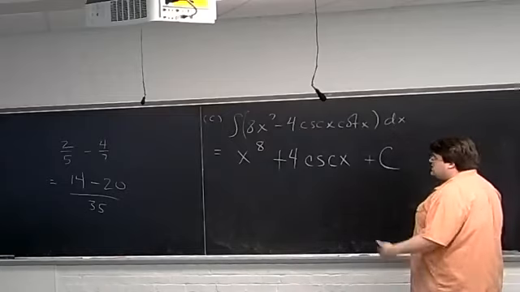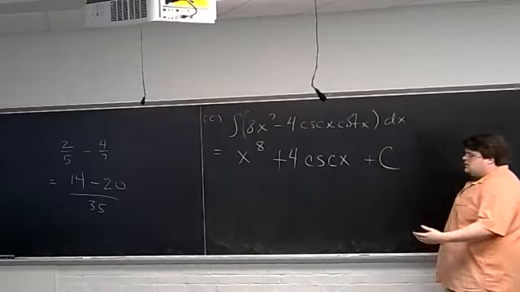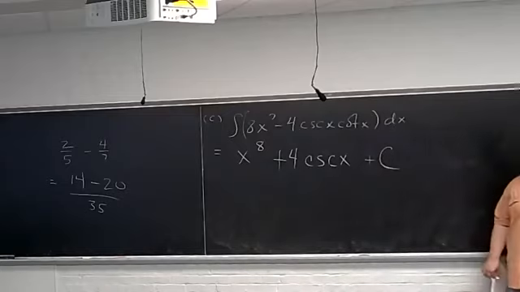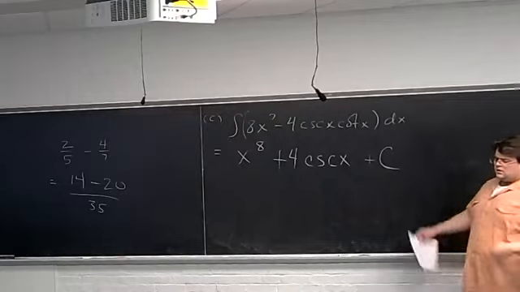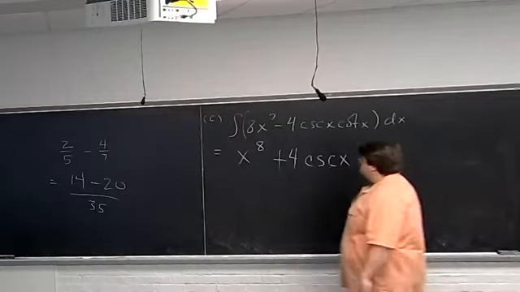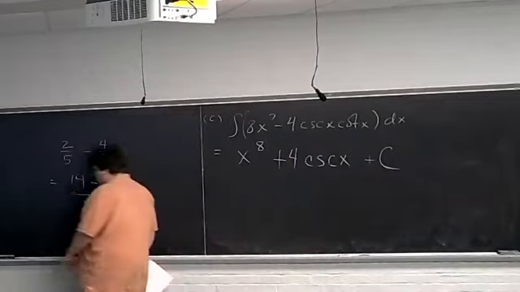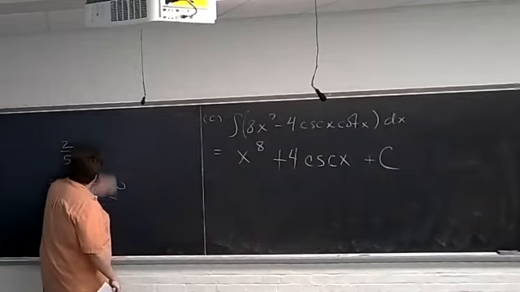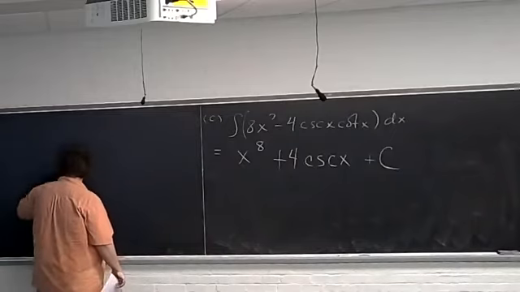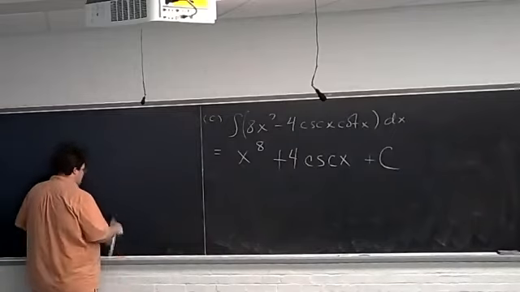In part B, what would you have? 2/5 times 5/2 x to the 3/2, and then negative 4/7 times 7/2 gave you the negative 2x to the 5/2. Check your work. Any questions about part C?